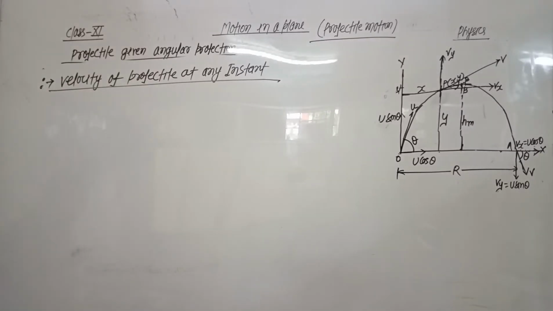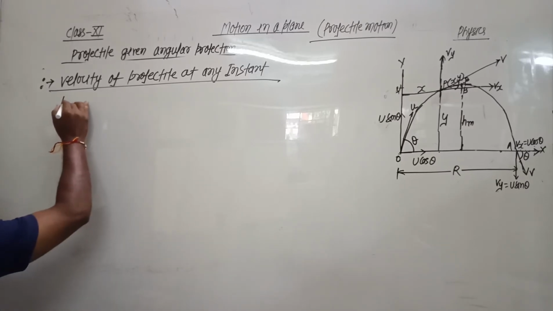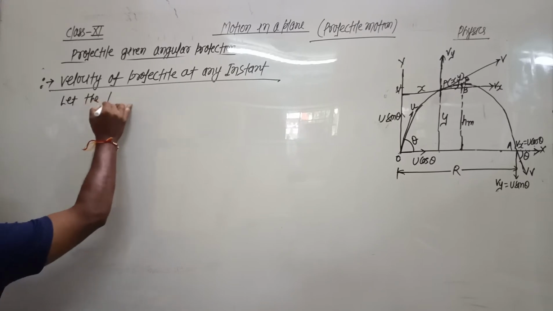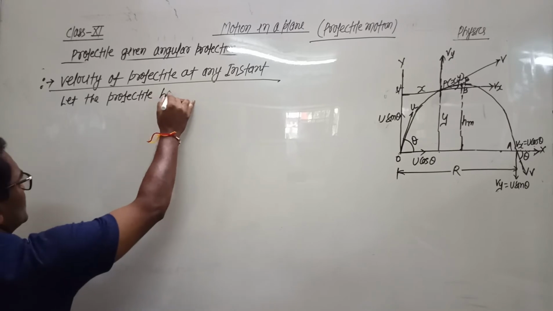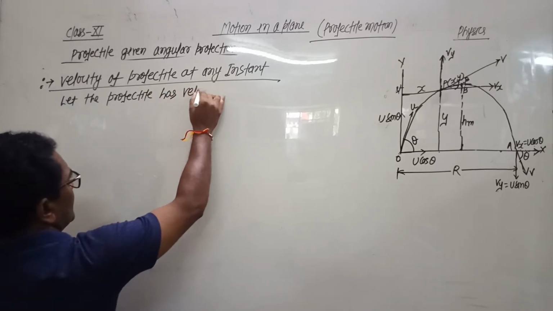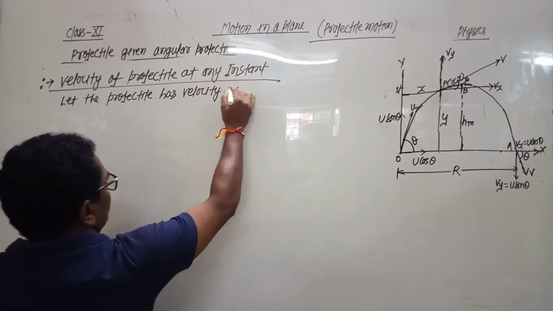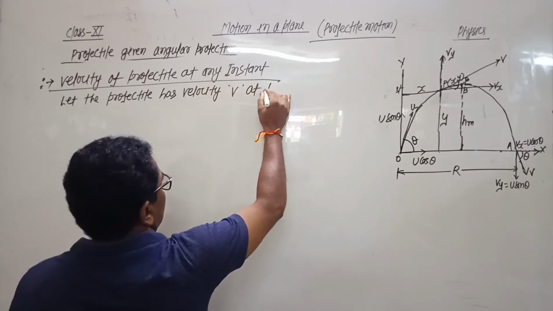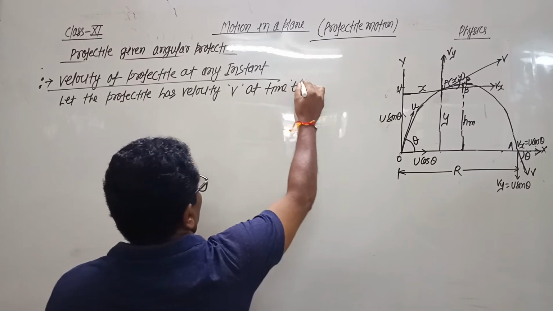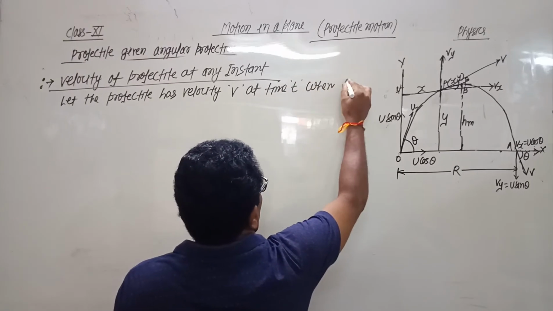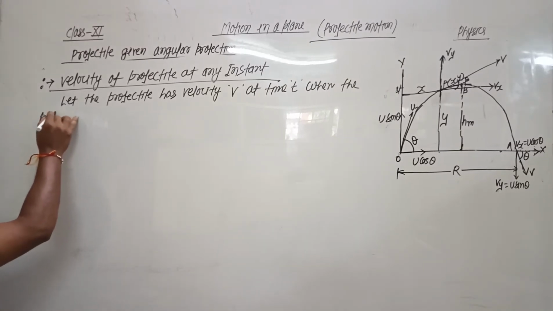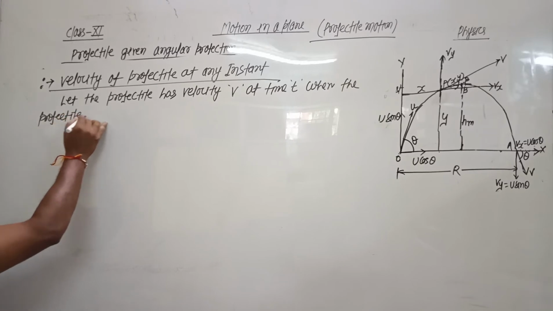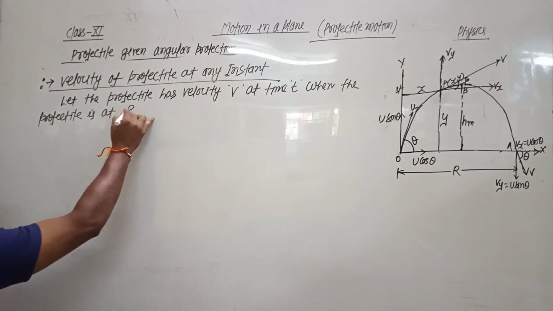So let the projectile have velocity v at time t, when the projectile is at point P.